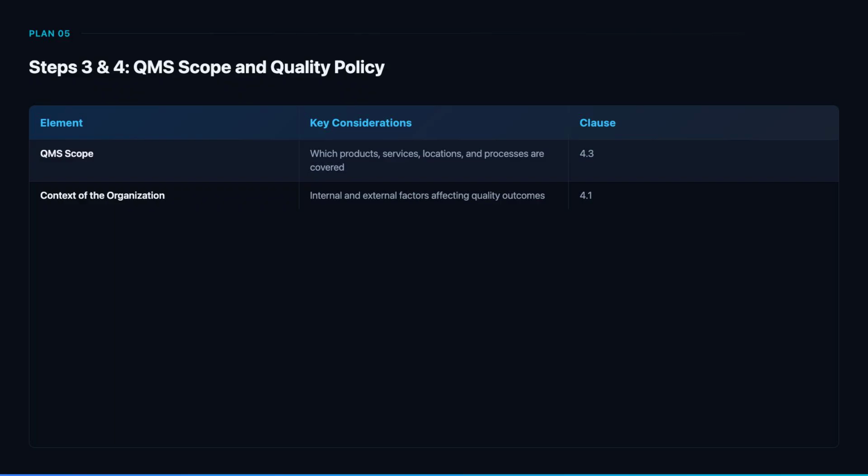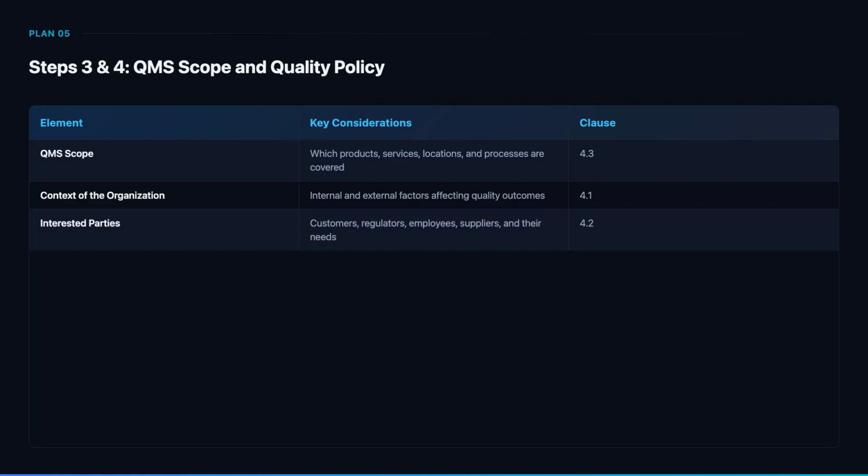Clause 4.1 requires understanding the internal and external context, your competitive landscape, regulatory environment, market conditions, and internal capabilities that could affect the QMS. Clause 4.2 requires identifying all interested parties and their requirements. This includes customers, regulatory bodies, employees, suppliers, and anyone else with expectations about your quality performance.